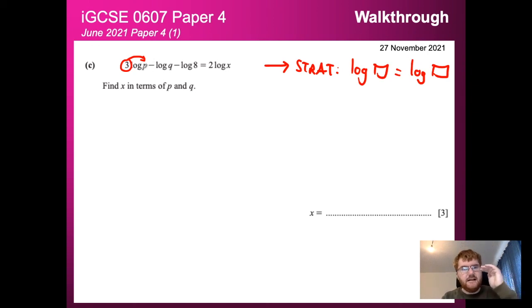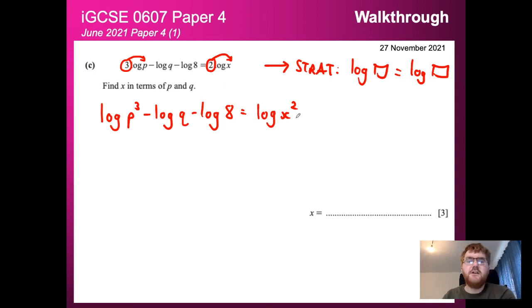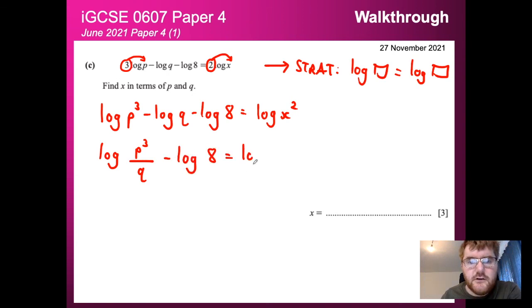So I'm going to do this in very clear stages. So logs allow us to do this. So we get log p cubed minus log q minus log 8. And again, we can do the same thing on the right-hand side. We can take this 2 and bring it to the back. So that gives us log x squared. And we're going to use our log laws slowly but surely to make sure we get log something equals log something. Our next log law is when we're minusing logs, it's the same as dividing. So that means we get log p cubed divided by q minus log 8 is equal to log x squared.